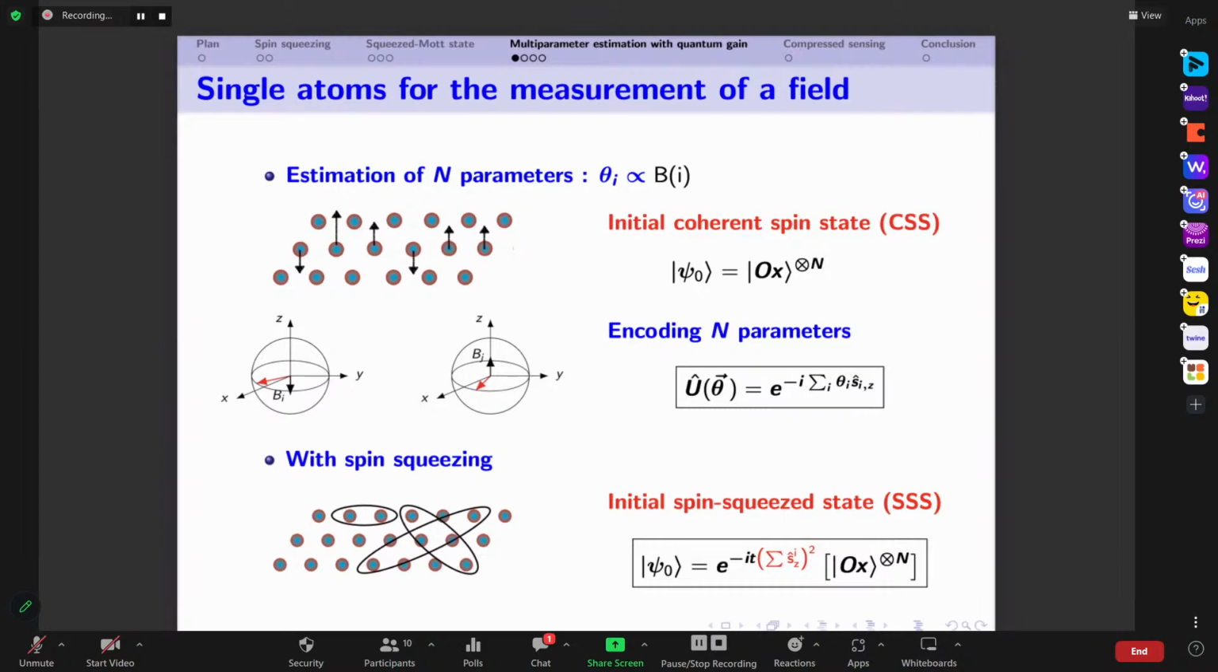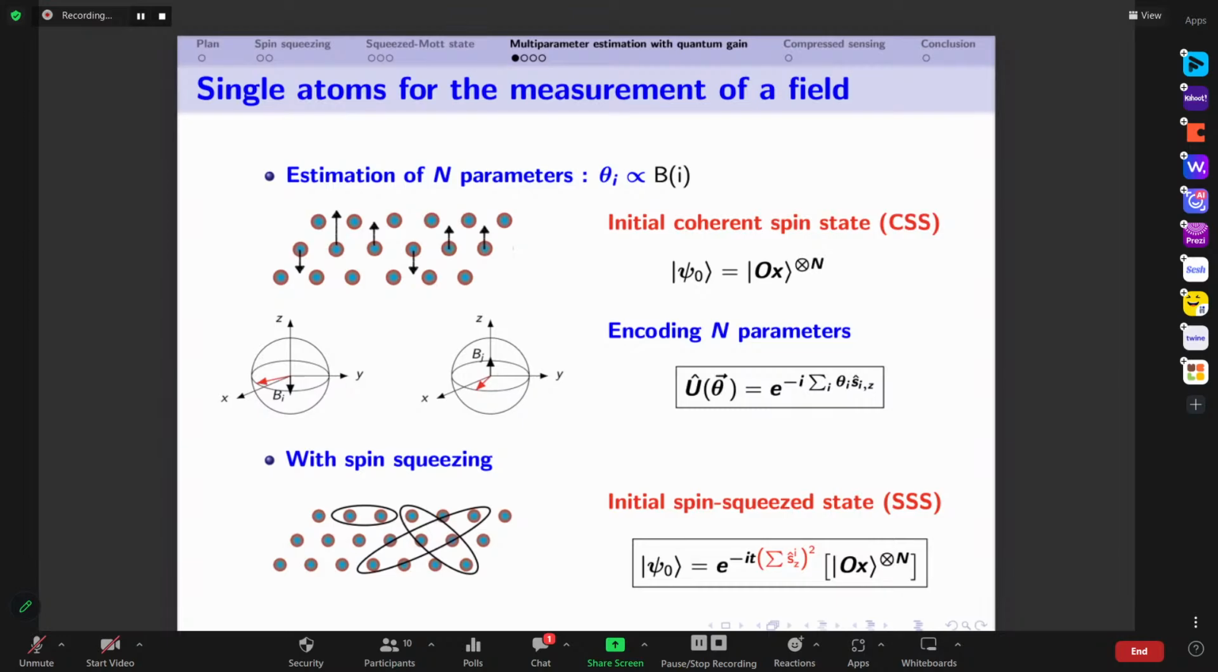So if I use independent atoms, the initial state, written here, will be just each atom, each spin 1/2, prepared along X, and then I will have to measure locally the phase. The imprinting of the phase proportionally to this magnetic field, let's say, is represented mathematically by a unitary operator like this, where locally I act with the operator SZ to turn the spin 1/2 at position i.